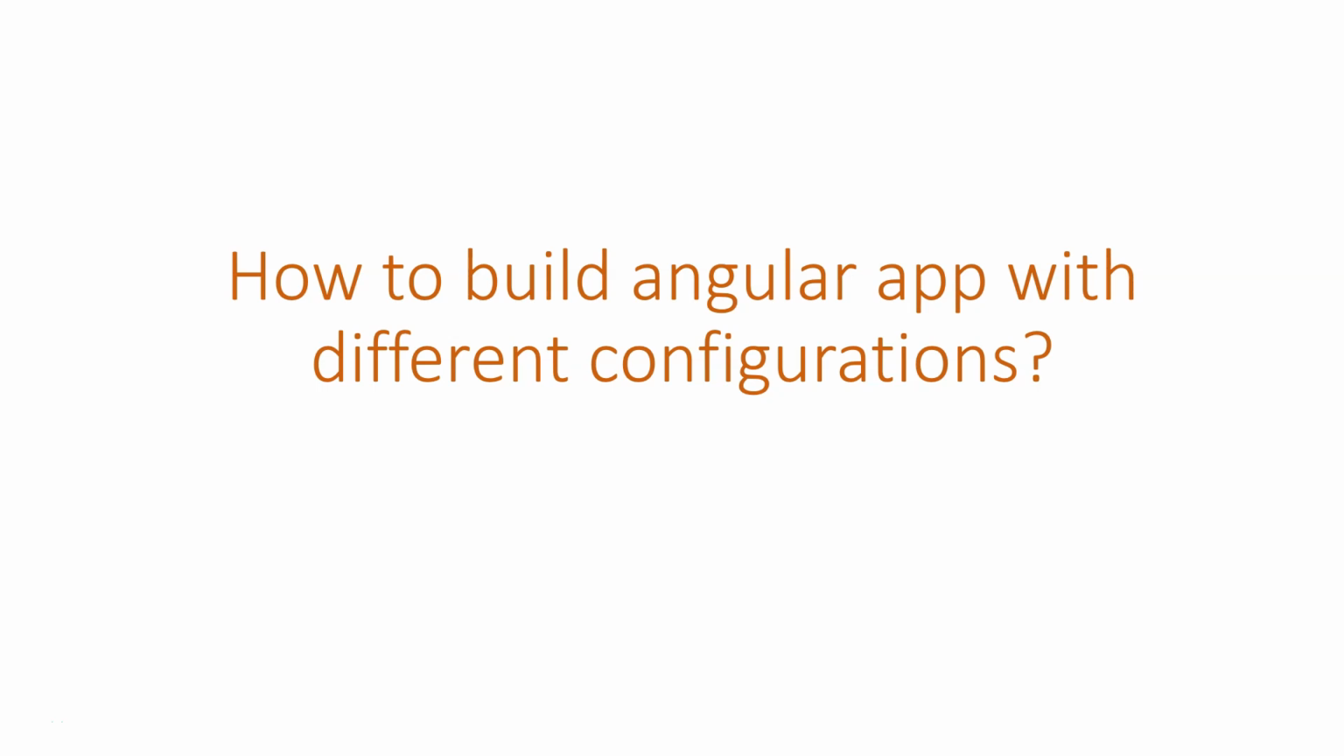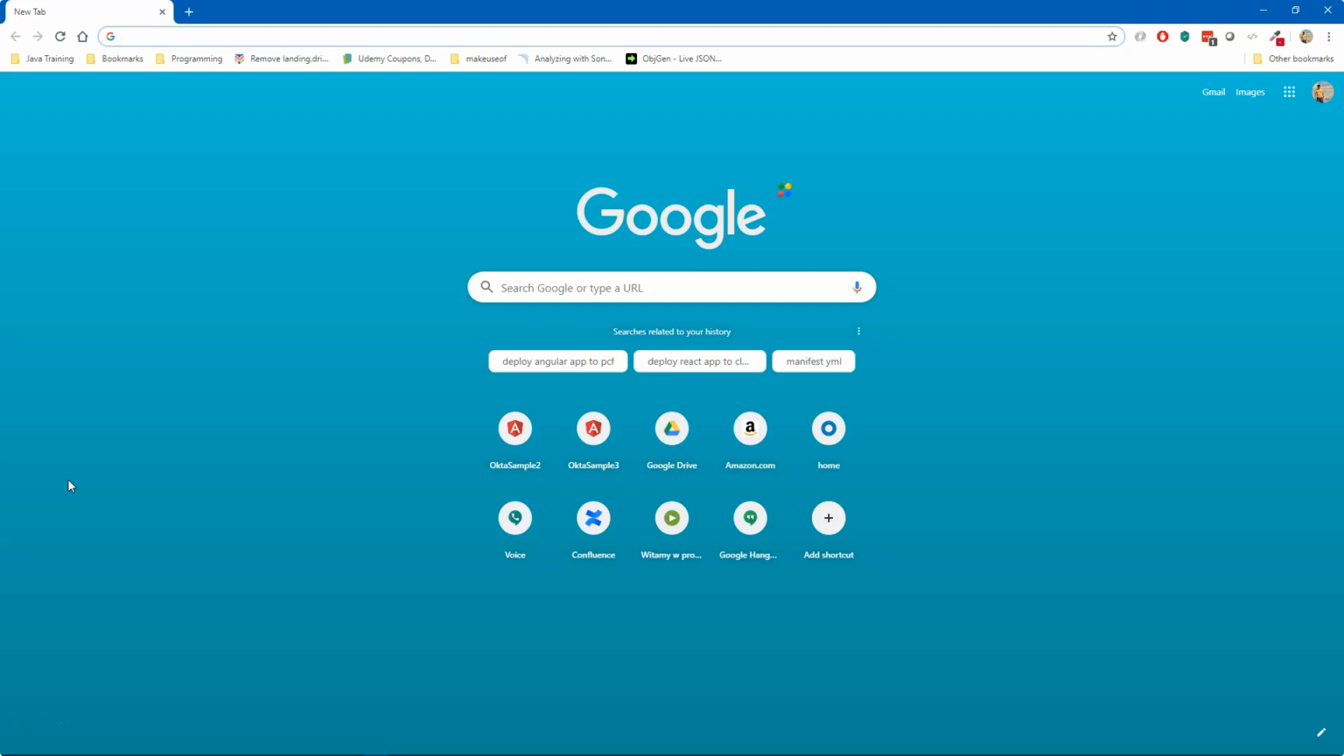So let's see how to build an Angular app before we deploy this application to Cloud Foundry. But before we build, we have to add a file called Staticfile. So let's see how we can do that. The reason we add the Staticfile to the root path of the Angular app is because we want to deploy it to Cloud Foundry, right? So this is purely Cloud Foundry specific.